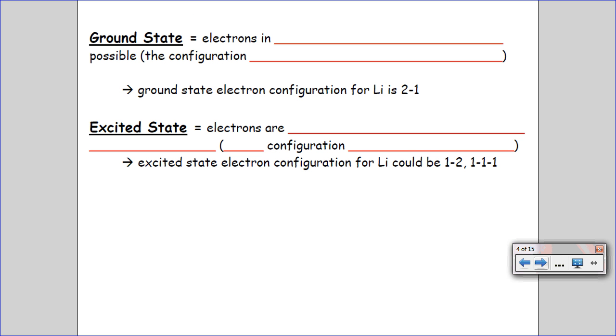So the ground state is electrons in the lowest energy configuration possible. The configuration is found on the periodic table. So all of the periodic table electron configurations are in the ground state. The ground state electron configuration for lithium is 2-1. That's extra information for you there.